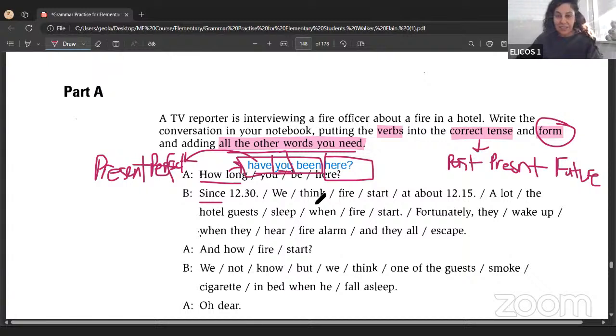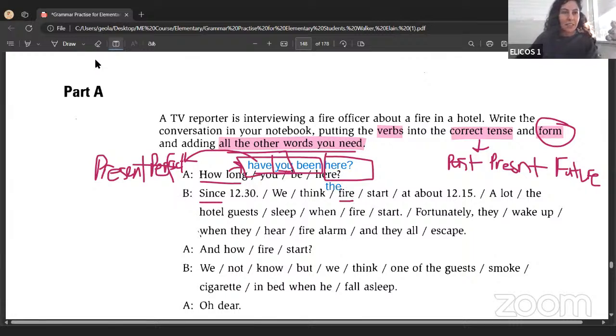We think. Now we've got a noun. When you have a noun, fire is a noun, you have to have an article in front of it. Now remember what an article is? These were all the other words. An article is words like a, the, or an. We've got the definite article and the indefinite article. So what would you put here? I think the. Now the reason why it's the, not a, because we know exactly which fire. It's very specific. It's this fire. So we think the fire.